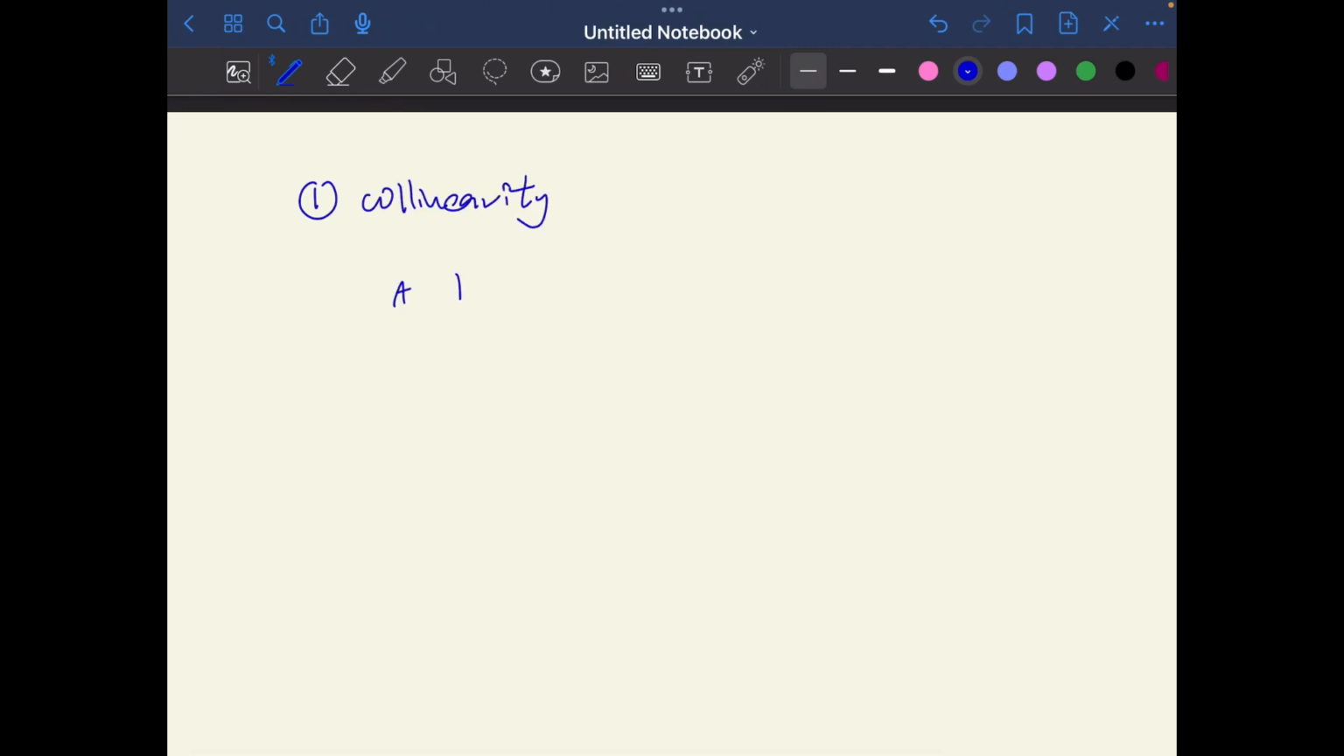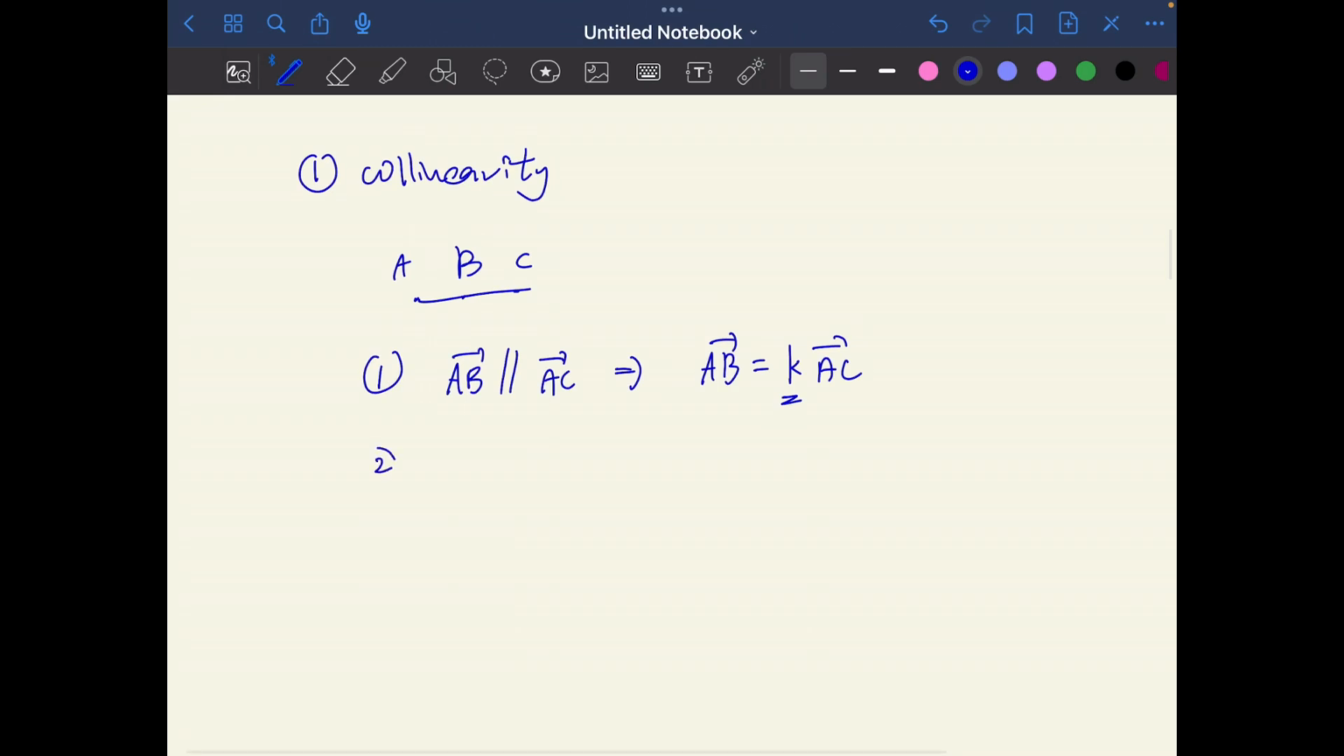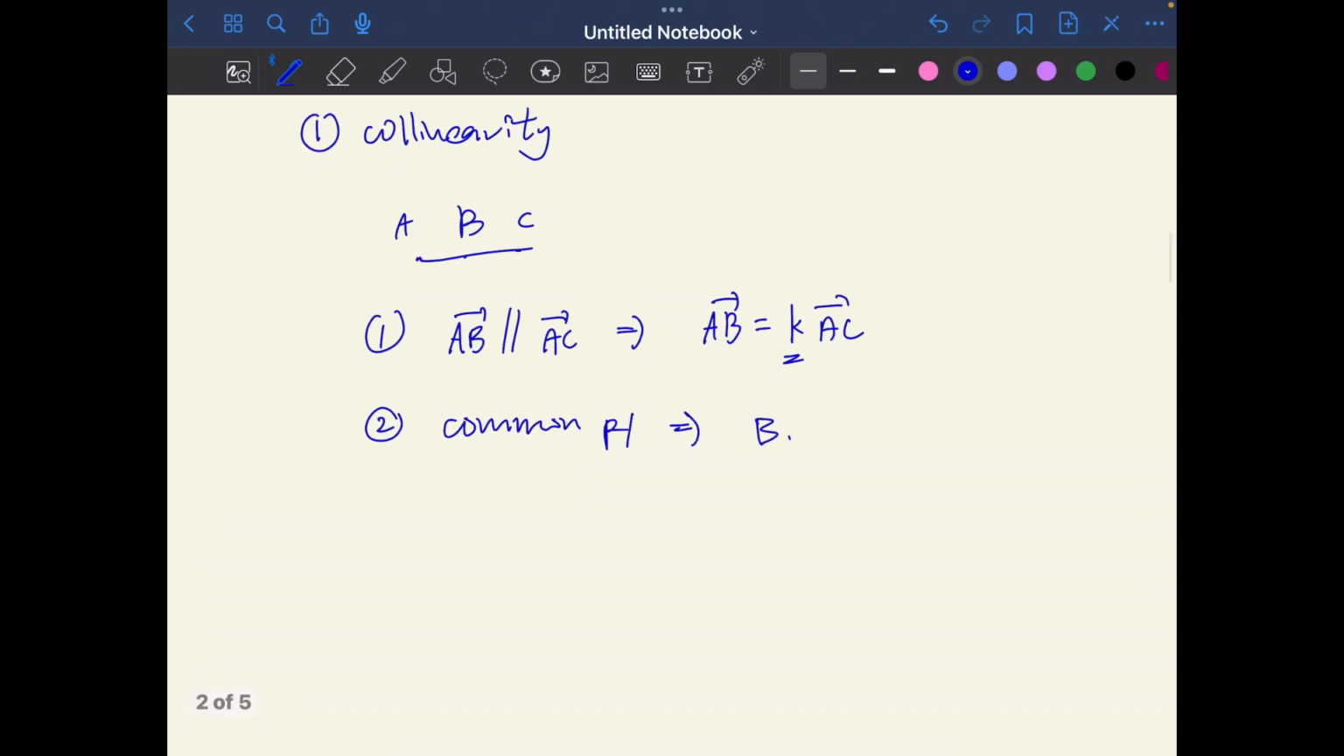Three points A, B, C will be collinear if they satisfy two conditions. The first condition is that two vectors are parallel. So let's say AB is parallel to AC. We can prove this by proving that AB is a scalar multiple of AC, and then we find k. The second condition is that there is a common point, and in this case, we can say that common point is B. Therefore, we can prove that A, B, C are collinear.